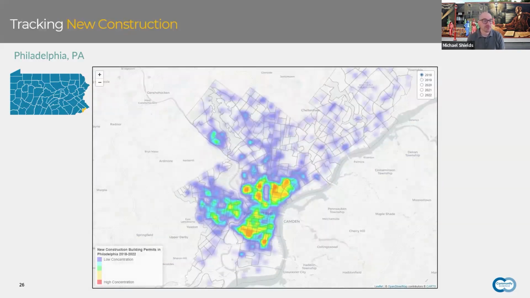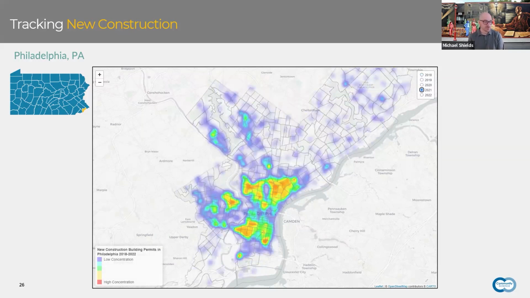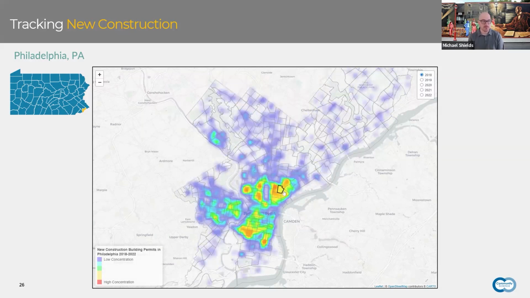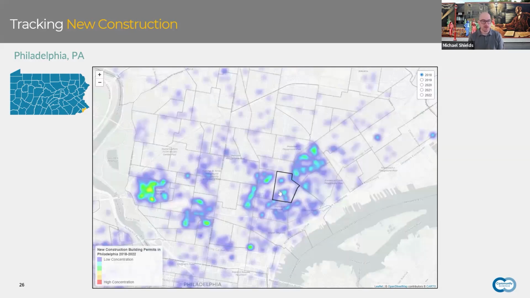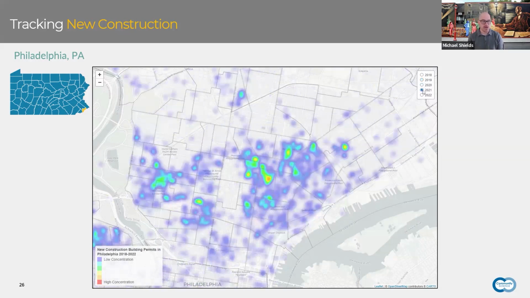Also, in another project in Philadelphia, we were looking at the impact of the pandemic on new construction trends. So we pulled new construction building permits and built out a heat map just to show prior to the pandemic and during the pandemic where new construction activity was strongest and weakest in certain neighborhoods, and seeing the change over time.